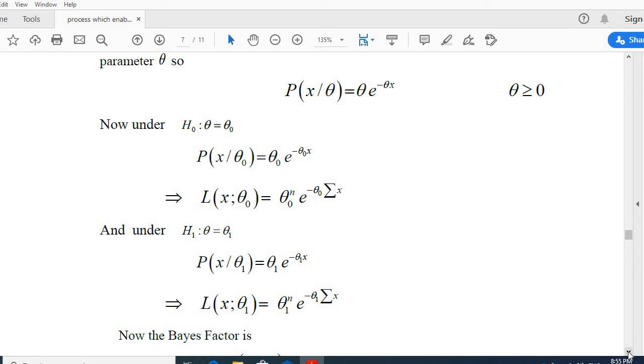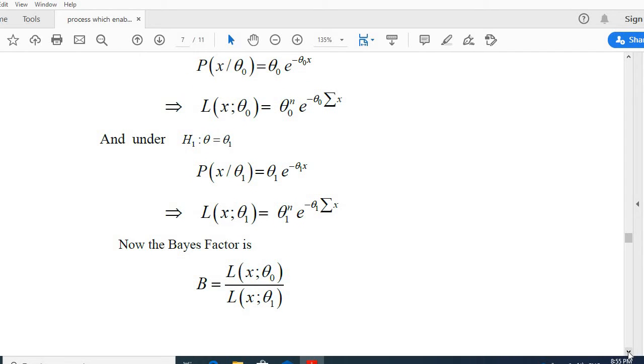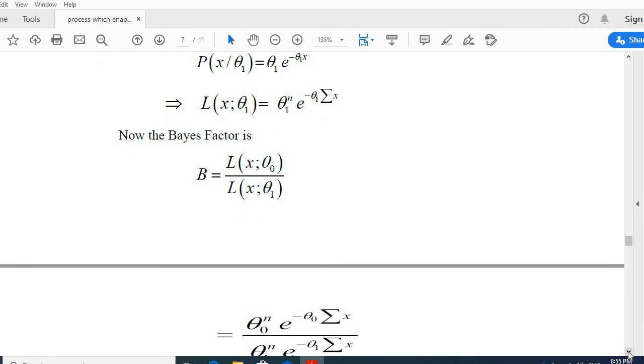Likelihood function L(x|θ0) is equal to θ0 raised to power n e raised to power minus θ0 sum of x, and under H1, θ is equal to θ1. Similarly, we obtain θ1 raised to power n e raised to power minus θ1 sum of x, and the Bayes factor B is equal to L(x|θ0) divided by L(x|θ1).